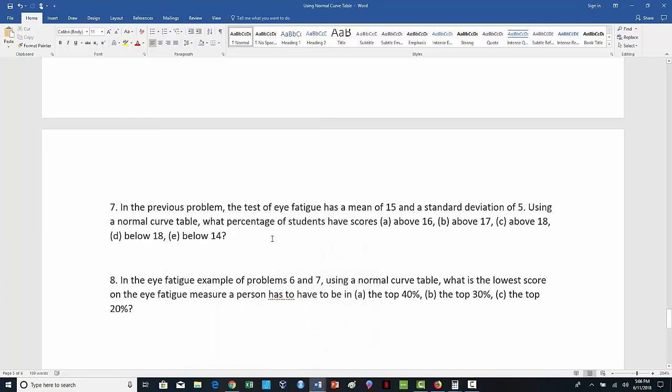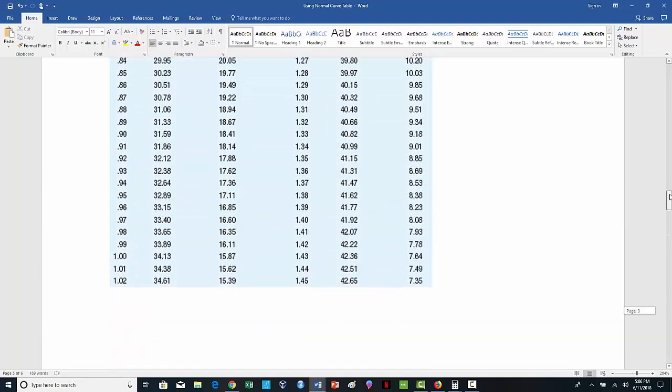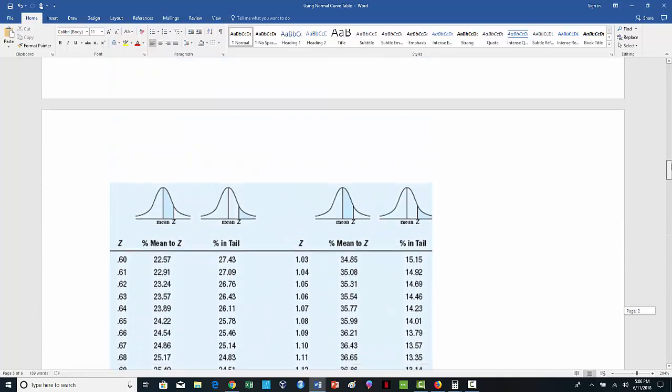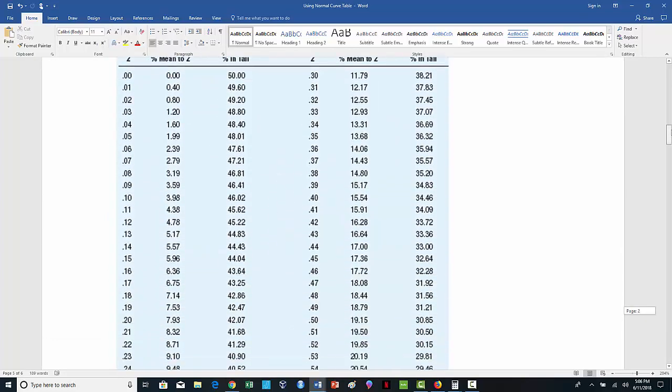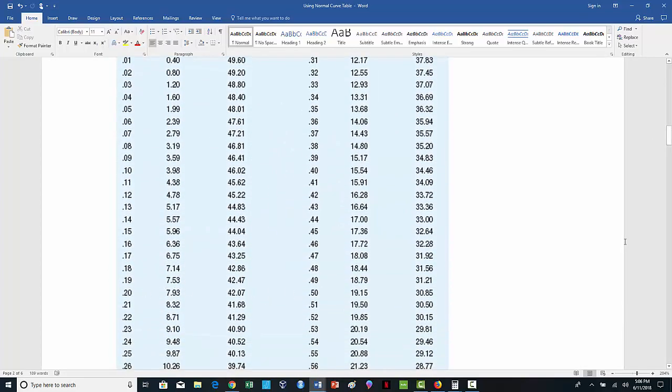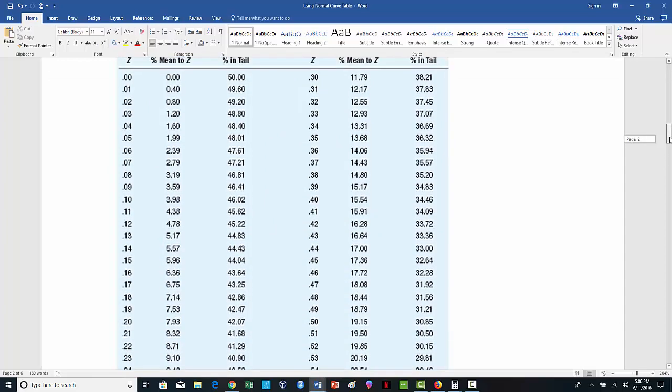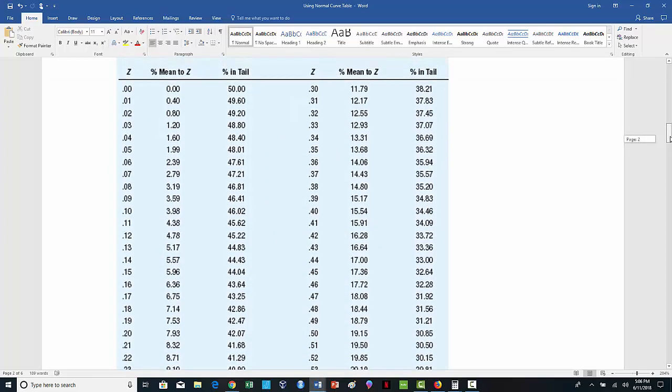So again, the question's asking what percentage of students have scores above the 16. So really what it's asking is what percentage of students have scores above a z-score of 0.2. We go back to our normal curve table, and we find that 0.2 number, and it's right there. So what percentage have a score above the z-score of 0.2?